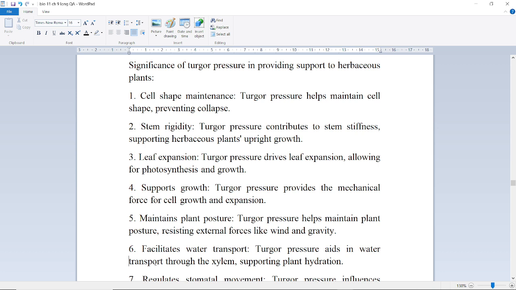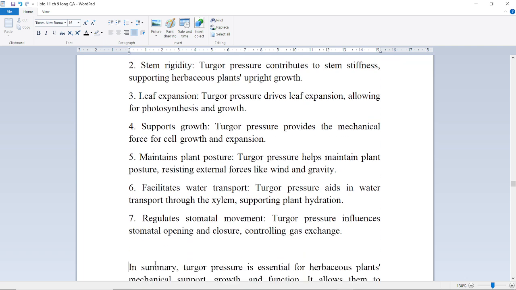Stem rigidity: turgor pressure contributes to stem stiffness, supporting herbaceous plants. Upright growth. Leaf expansion: turgor pressure drives leaf expansion, allowing for photosynthesis and growth. Supports growth: turgor pressure provides mechanical force for cell growth and expansion. Maintain plant posture: turgor pressure helps maintain plant posture, resisting external forces like wind and gravity. Facilitate water transport: turgor pressure aids in water transport through the xylem, supporting plant hydration.